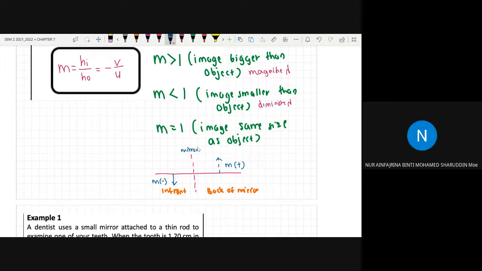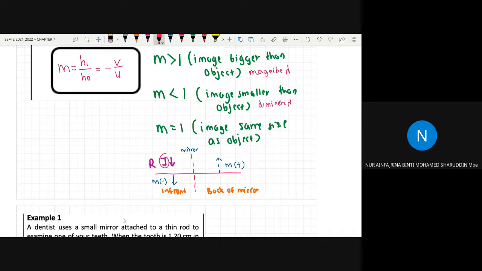So tak kisah sama ada awak punya magnification tu maksudnya dia magnified ke, dia diminish ke, dia sama size ke, tak kisah. As long as kalau awak dapat image tu dekat in front of mirror, image awak punya magnification akan jadi negatif. Kenapa dia negatif? Sebab awak dapat image yang inverted.